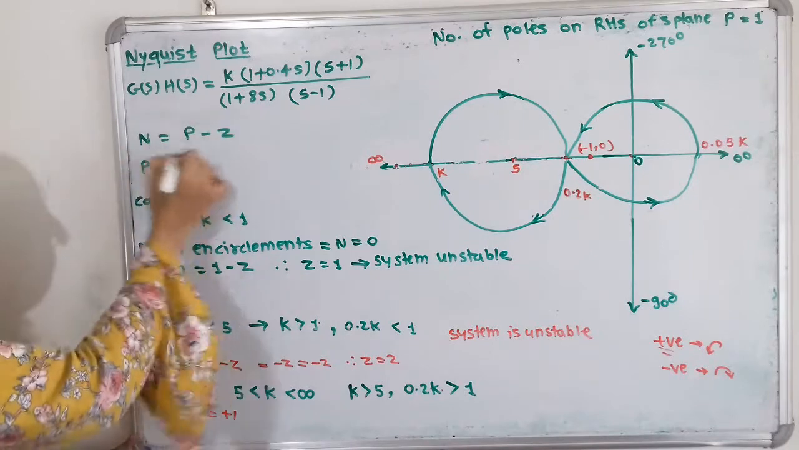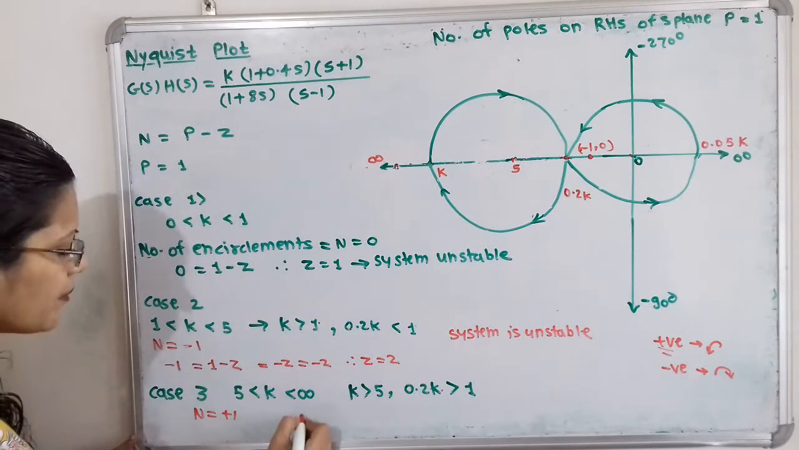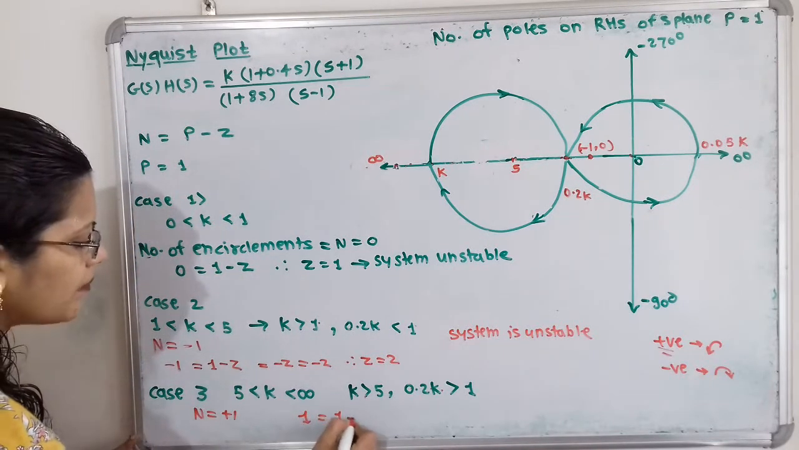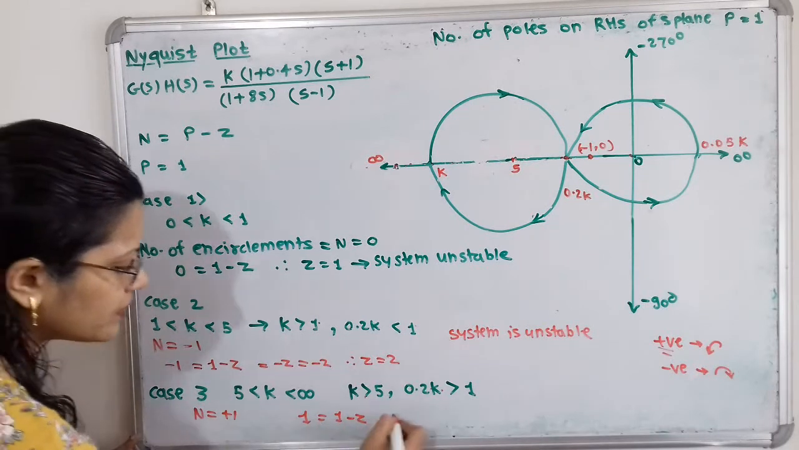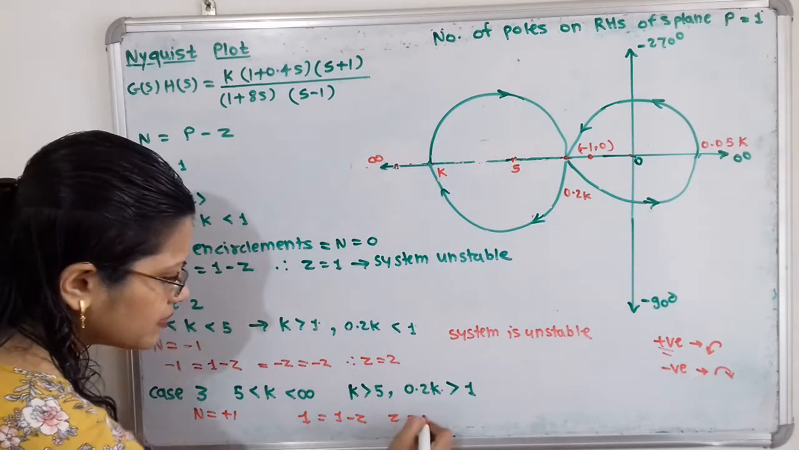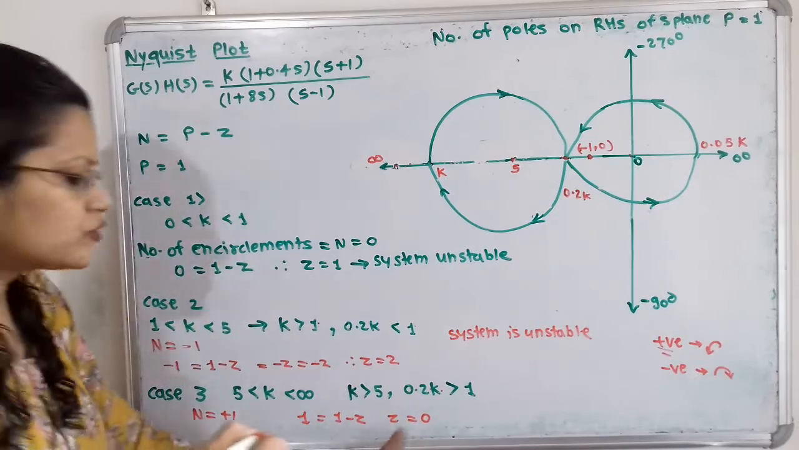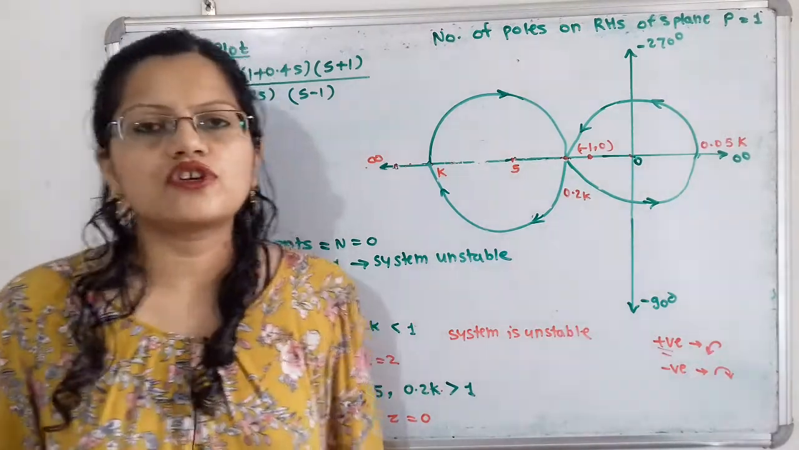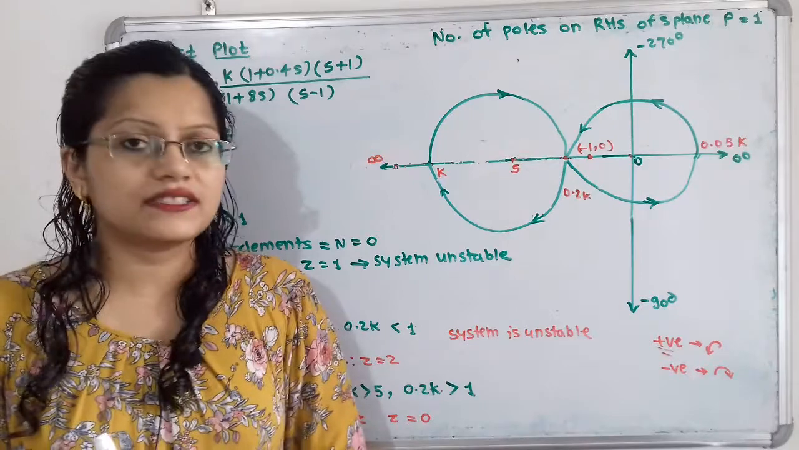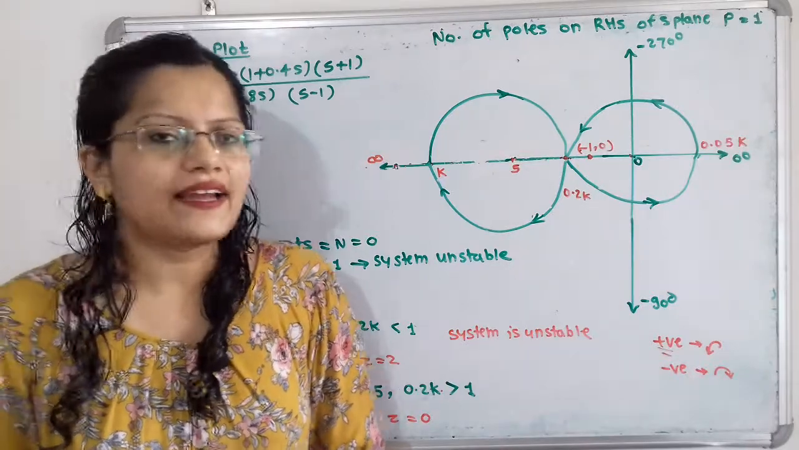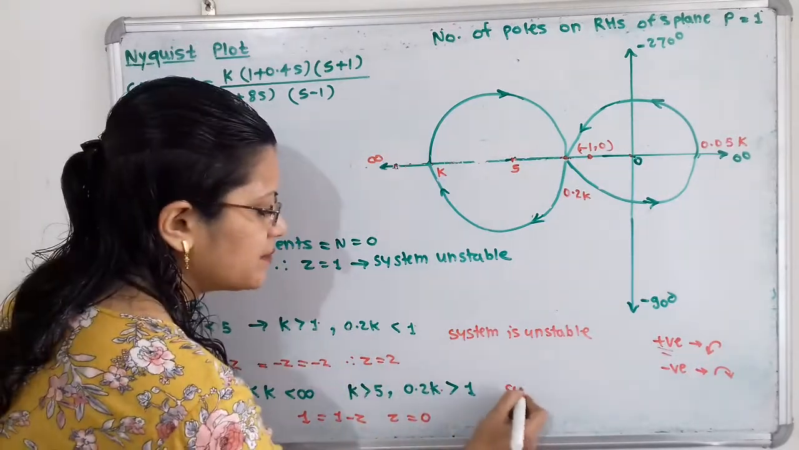So if I put here the value, that is plus 1 is equal to 1 minus Z. So here Z is equal to 1 minus 1, that is equal to 0. So the number of closed loop poles on the right hand side plane is equal to 0. So we can say that for this condition system is stable.